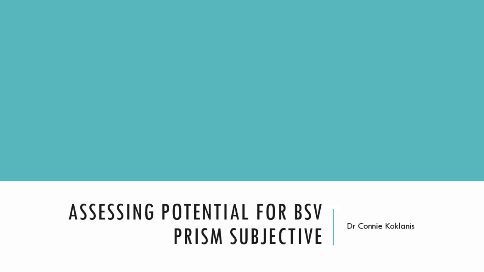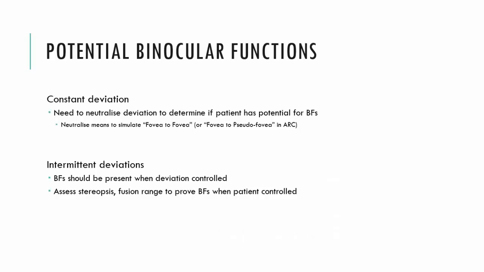We need a mechanism to find out what is the strength of this patient's binocular functions, even though right now in free space you have a strabismus. Or do you have the potential for stereopsis and fusion post-operatively? And the Prism Subjective is one of those tests that will allow us to determine if a patient can be binocular or has the potential for BSV.